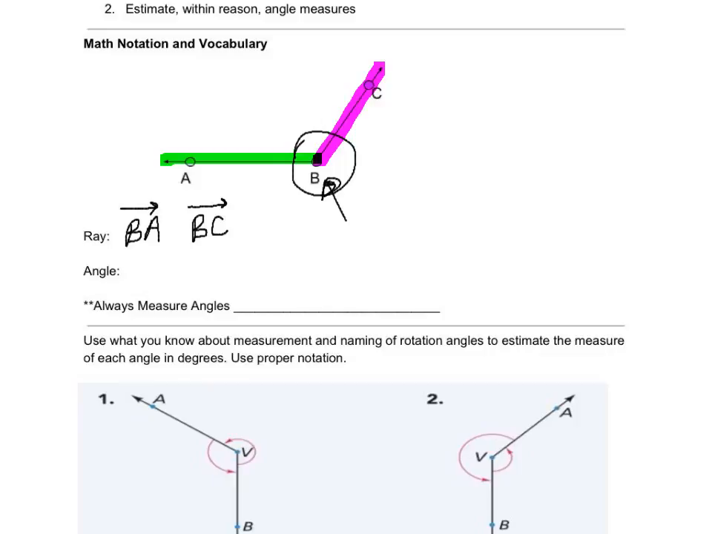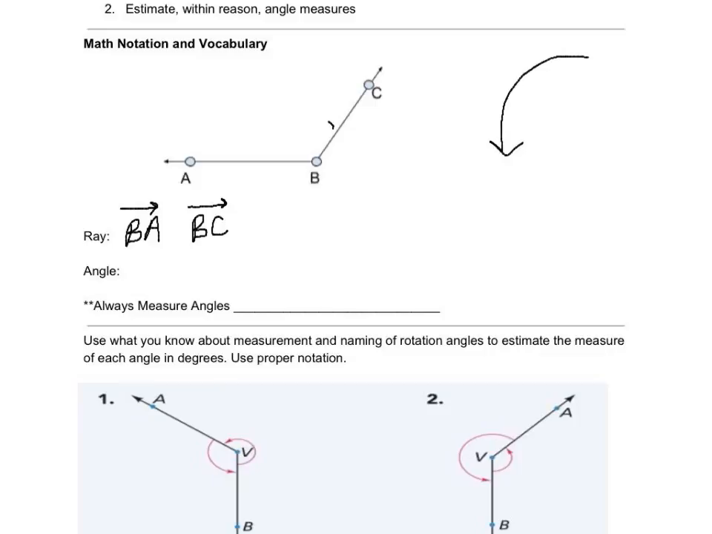Let me go ahead and get rid of what we've got on there and start with a clean slate. Alright, angles. Now with angles, you always want to look at them in a counterclockwise turn. So counterclockwise would be going in that direction. If you think about a clock, it's going opposite of the hands.